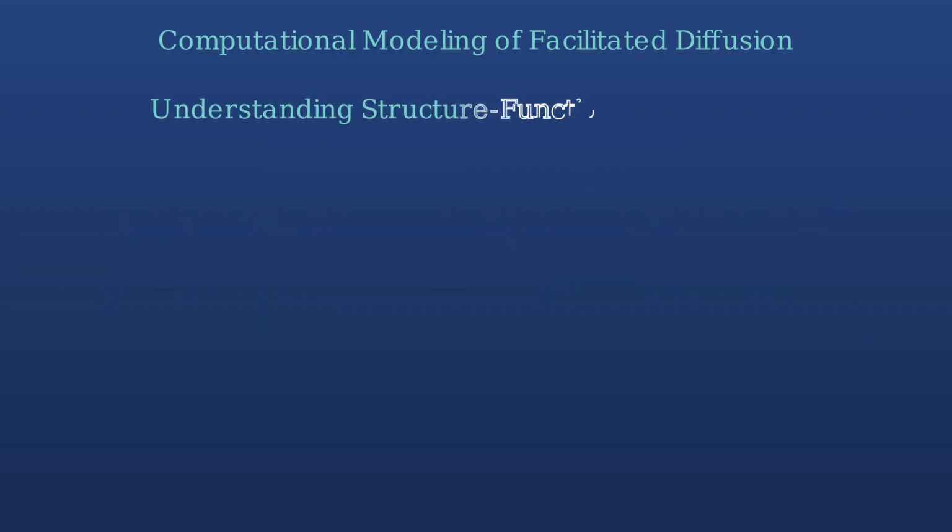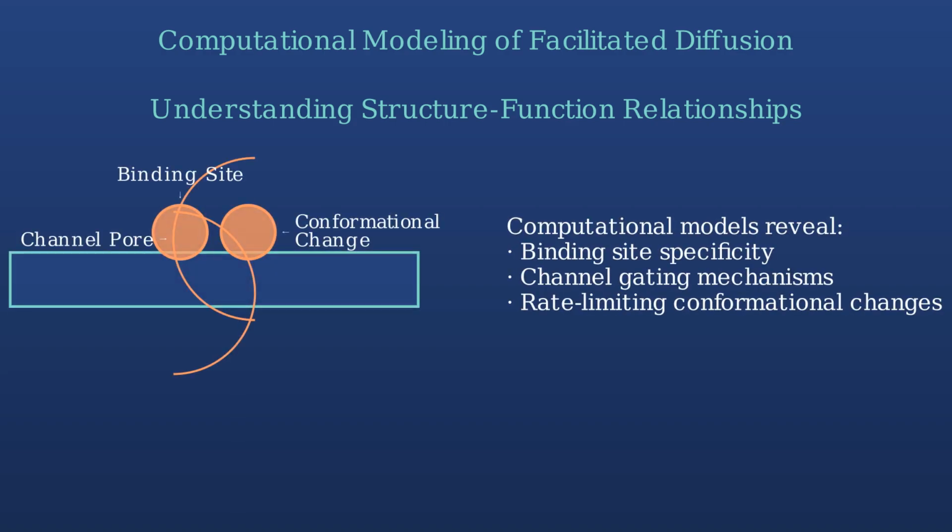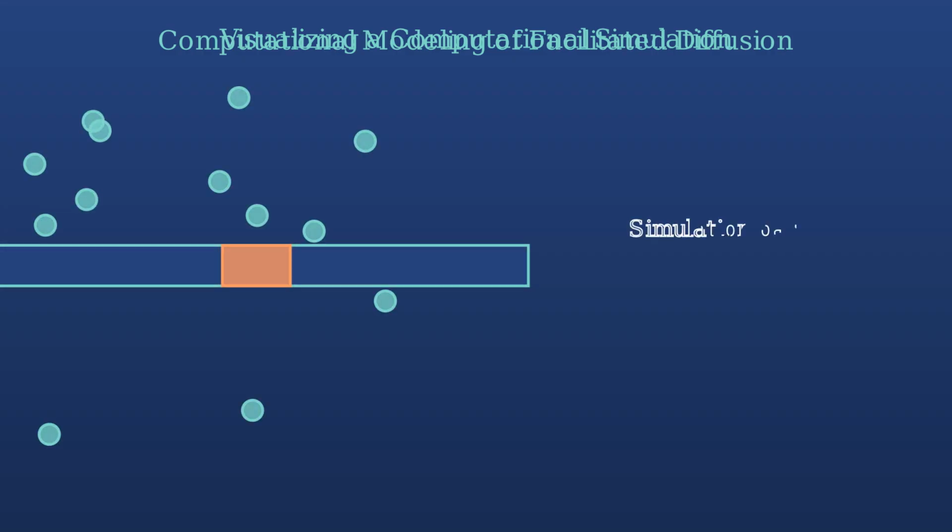These computational models reveal critical insights into the relationship between a transport protein's structure and its function. They help identify binding sites, channel mechanisms, and conformational changes that facilitate diffusion. For example, a model can show how a molecule binds to a specific site, passes through the channel, and undergoes conformational changes during transport. Let's examine a computational simulation of facilitated diffusion across a membrane.